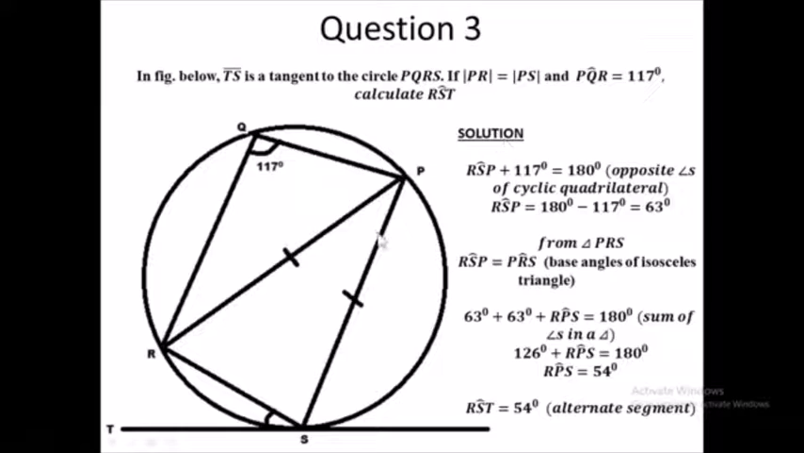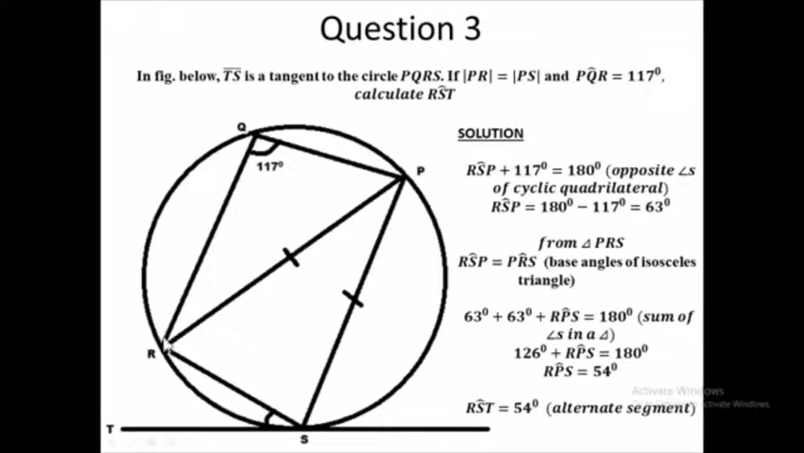We are told that angle PQR, this angle here, is 117 degrees. You have to calculate angle RST, and that's why this one is marked. You have to find that angle. So what's the solution to that?